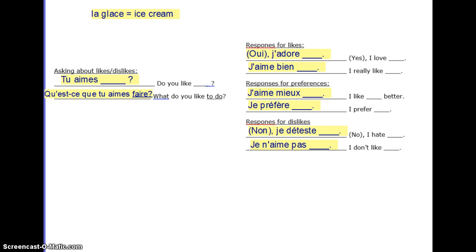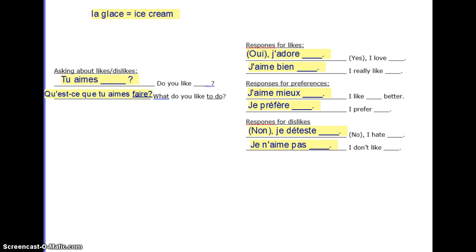Now there's lots of ways of responding to these questions based on how you feel about these activities, or in this case, we're going to talk about ice cream. If you love ice cream and somebody says, tu aimes la glace? Do you like ice cream? You might want to say yes. The word yes is oui. And if you'd like to reaffirm that for them, you could say something like, j'adore la glace, which means I love ice cream. If you want to say that you really like ice cream, you would say j'aime bien la glace.